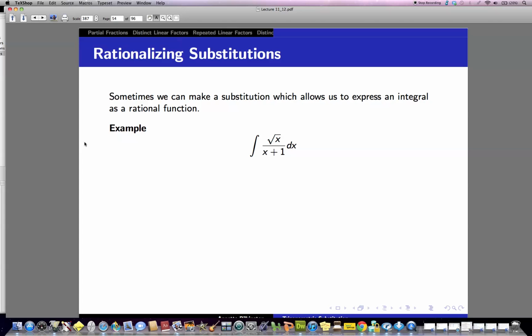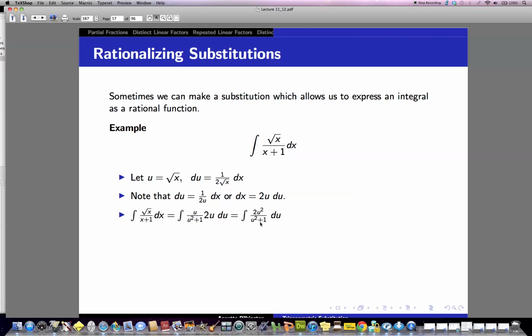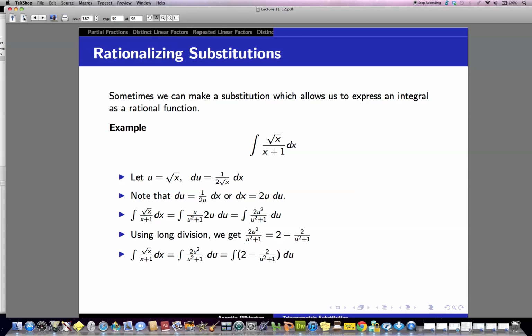And the final topic in this section is rationalizing substitutions. Sometimes we can make a substitution which allows us to convert an integral to a rational function. So in this case, the trick is to let u equal the square root of x, and then du is 1 over 2 times the square root of x dx. And we see when we make this substitution, we end up with the integral of 2u squared over u squared plus 1 du, and we can use polynomial division to rewrite that as 2 minus 2 over u squared plus 1, and now we don't need any partial fractions decomposition to integrate that. That's relatively easy. We already know how to integrate it, and then we convert back to x's and we're done.